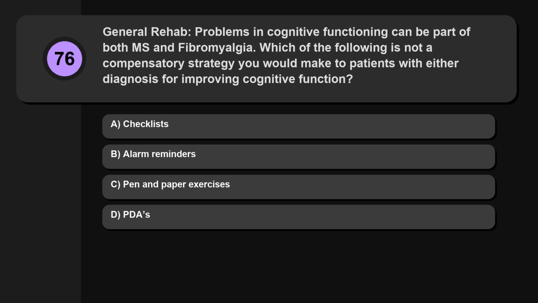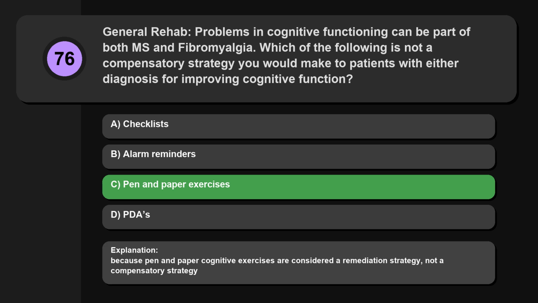Question 76. General rehab. Problems in cognitive functioning can be part of both MS and fibromyalgia. Which of the following is not a compensatory strategy you would make to patients with either diagnosis for improving cognitive function? Option A, checklists. Option B, alarm reminders. Option C, pen and paper exercises. Option D, PDAs. The correct answer is option C, pen and paper exercises, because pen and paper cognitive exercises are considered a remediation strategy, not a compensatory strategy.